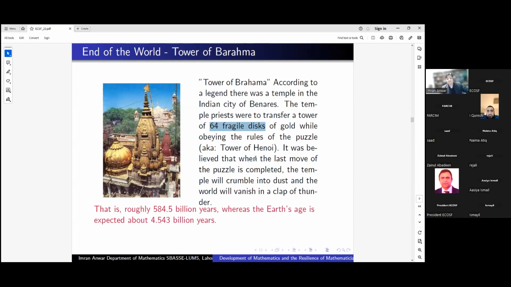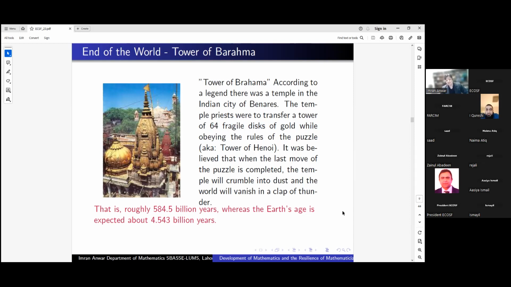And by the way, now we have a way to calculate this. If we know the optimal way of moving the 64 disks without making a mistake, and each move takes us 1 second, then according to their Vedas, it should take 584.5 billion years to destroy the Earth. And the supernova is expected in 4.543 billion years, so you can say that the calculation written in the Vedas was overestimated.